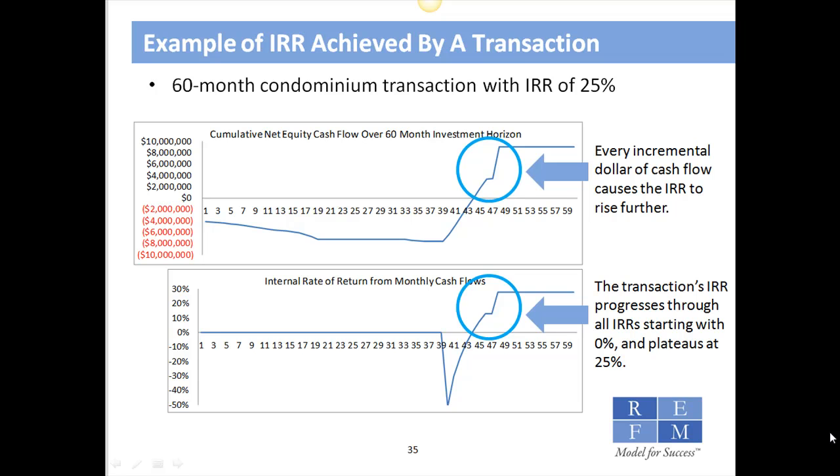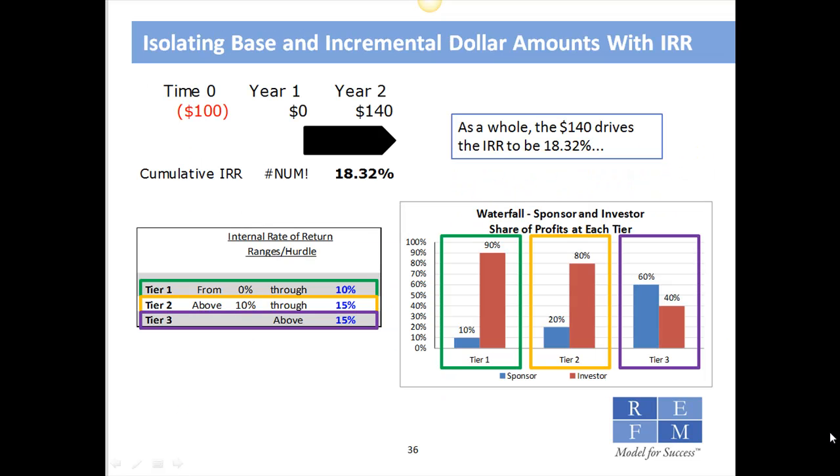With that concept in hand, we now turn back to our original example, which was the $100 investment and eventual $140 in net cash flow.